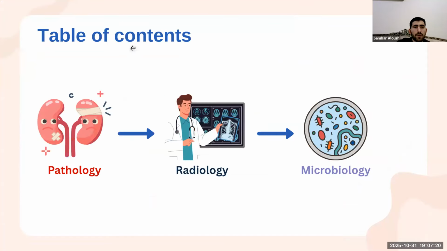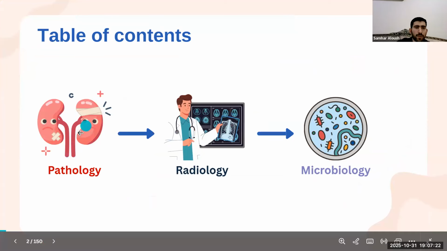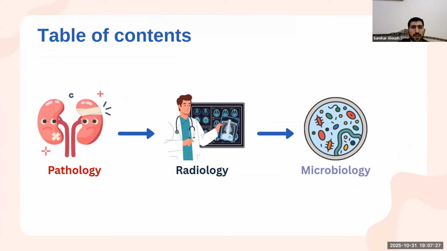Okay. So this is the table of content. First, we will go through pathology. So we will go through nephrotic syndrome, cystic diseases, tumors, and inflammations. And then we will go through radiology or microbiology, depending on which one you guys prefer. Microbiology is easier, so I think we will go through pathology, then microbiology, then radiology.